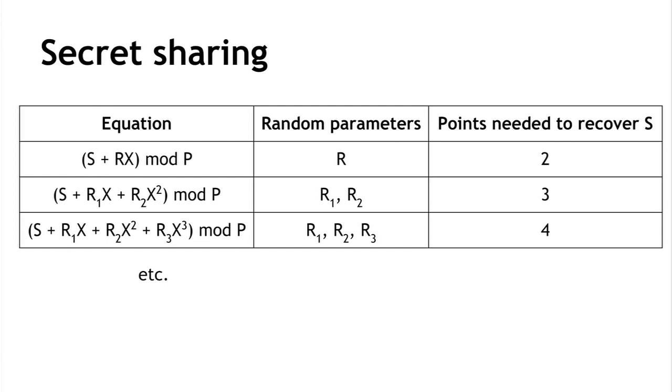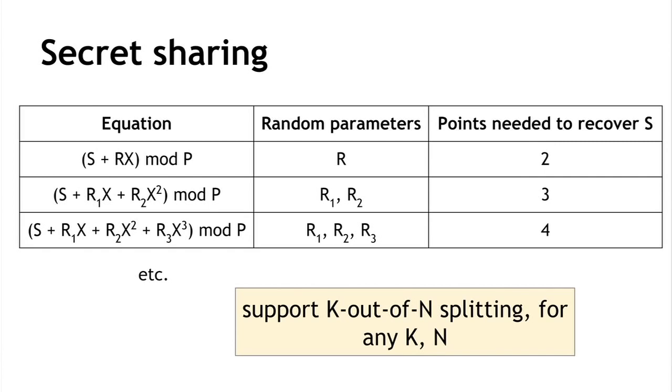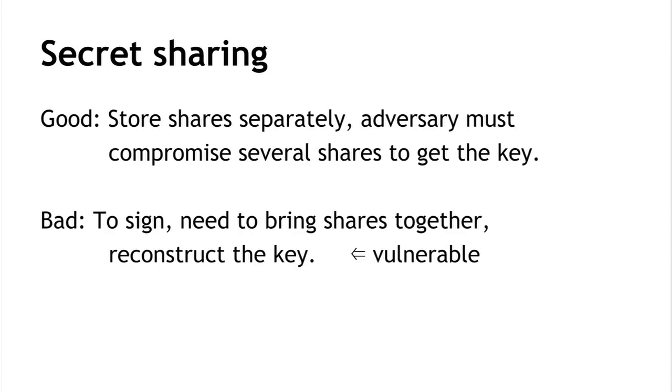And that turns out to be a really useful thing because now you can take a secret key or other secret information and split it up in this way. Support k out of n splitting for any k and n. So let's talk about the good and bad that we get out of this process. The good part is that we can store the shares separately, and the adversary needs to be able to recover k shares in order to get back what the secret was.